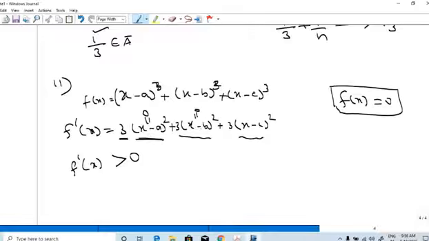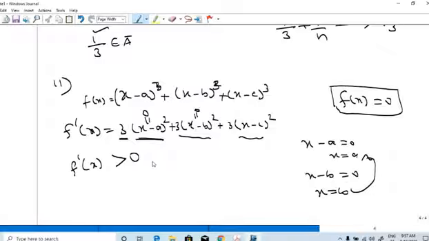Suppose the first term is 0, then x minus a equal to 0, that means we get x equal to a. Suppose the second term is 0, that is x minus b equal to 0, again we get x equal to b. Therefore we get a equal to b. But we assumed that a, b, c are distinct. Therefore at least one term of these 3 terms should be non-zero, therefore positive. Therefore the derivative is positive.